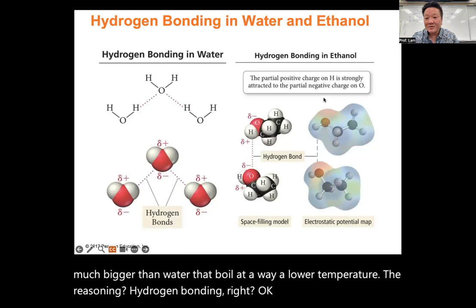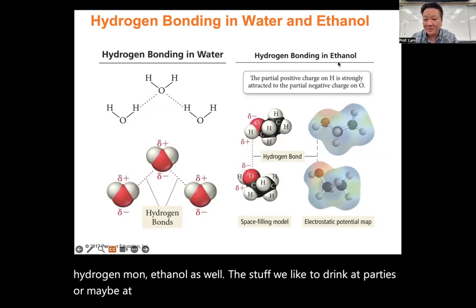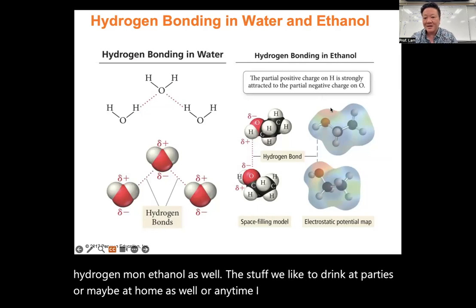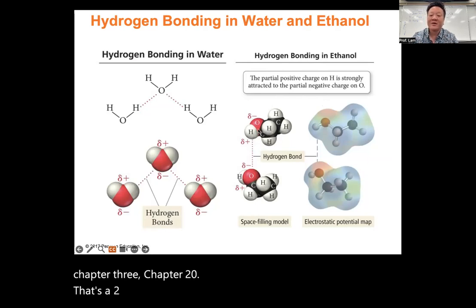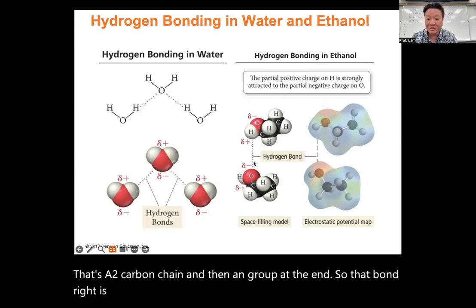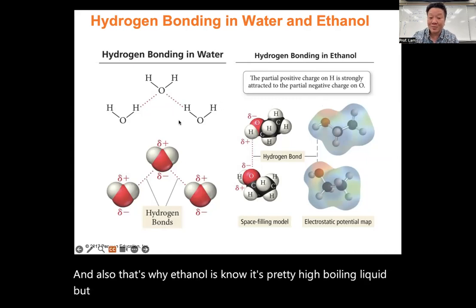Other things that can hydrogen bond: ethanol as well, the stuff we like to drink at parties or maybe at home, or anytime, I guess. It's CH3CH2OH, a 2-carbon chain and then an OH group at the end. So that OH bond is going to do hydrogen bonding with the adjacent molecule. Also that's why ethanol is a pretty high boiling liquid, but still not as high as water.